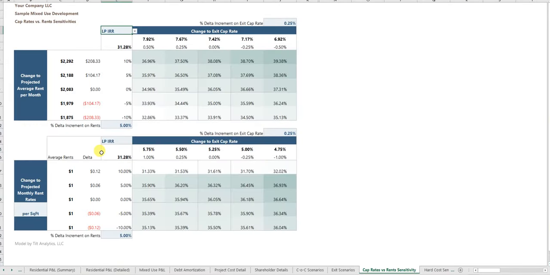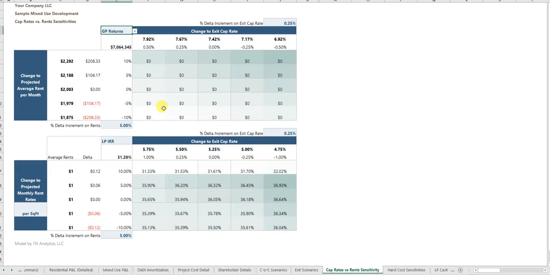You have other sensitivities on exit cap rates versus projected rents, and you can select in the middle. So this is a two-way matrix showing change to rents from projected, change on the cap rates. You can change the incremental number of bips on the cap rate, for example, and I can see LP IRR in the table, or I could also select to see LP multiple or total GP cash returns in the table.